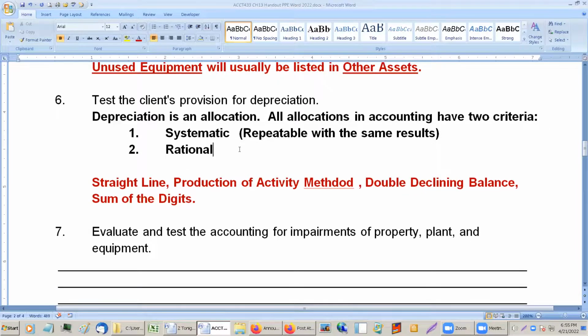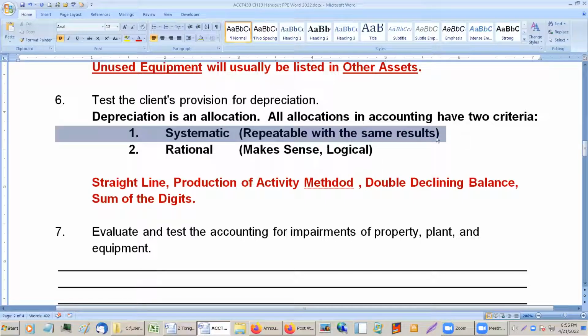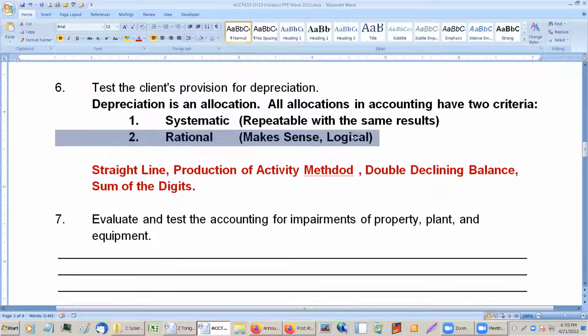And what does rational mean? It means that there's a reason for doing it and it makes sense. Yeah, logical. Well, they must be both of these. So it has to be repeatable, with the same results, and it has to be rational, it makes sense, it's logical.